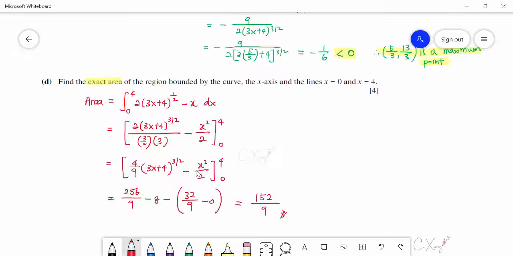And since they want us to keep our answer in the exact form, exact area, therefore you can just leave your answer like this in the fraction. Okay, so that's all for the video about this paper, May June 2021, paper 1-1. Thank you very much for watching.